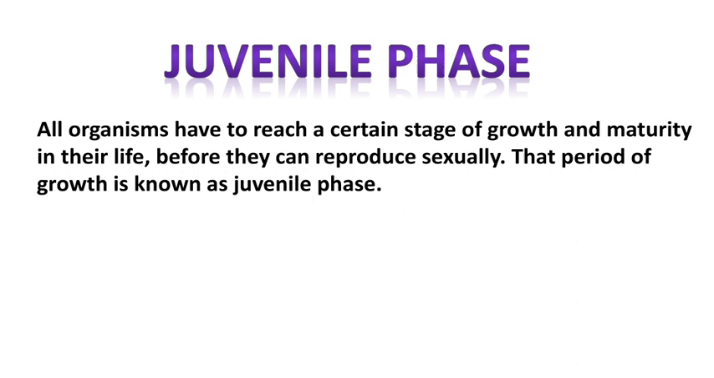So all organisms have to reach a certain stage of growth and maturity in their life before they can reproduce sexually. So it is the period where the organism prepares itself, grows enough to become reproductively active, and this period is known as your juvenile phase. It is the phase where the organism grows and matures before it actually becomes reproductively active, right?